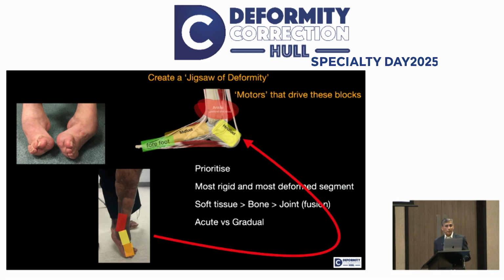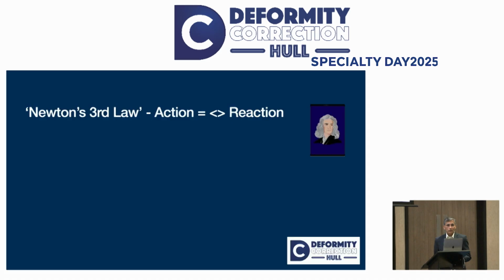My priority is that the most rigid deformity, the most deformed segment, is treated as a first option. And the sequence within that is to do soft tissue release. So if you can get away with soft tissue release, stop there. And then do osteotomies as a second option. For example, for equinus, you can do a calcaneal osteotomy and see how it works. Only as a last resort, I do joint fusions. And then acute versus gradual, depending upon how bad the deformity is, either use a frame or simply do acute osteotomies.